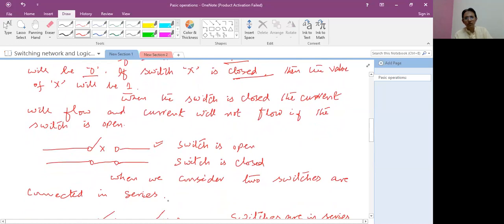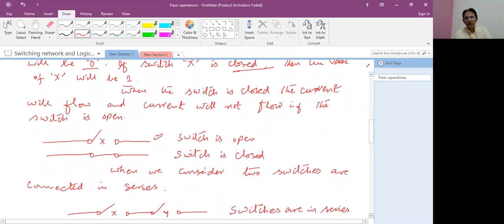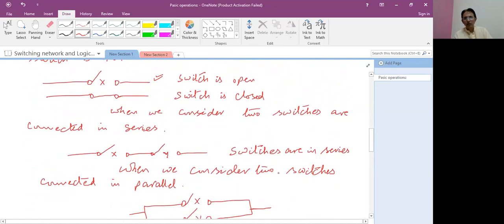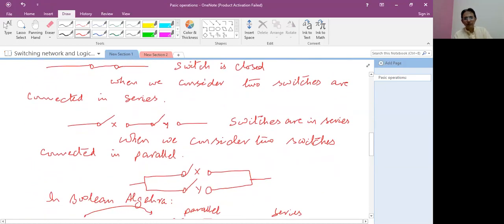When we consider two switches connected in series, switch X and switch Y, we connect them in series form in this way. Or when we consider two switches connected in parallel, we draw a diagram of switch X and switch Y in this form. So these switches are connected in parallel form, and these switches are connected in series form.